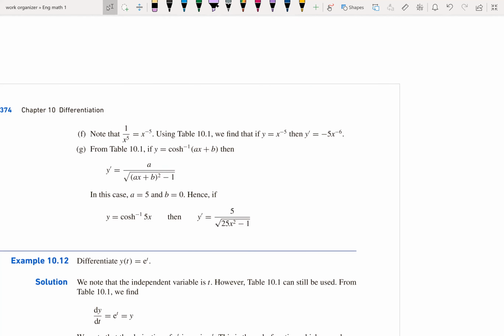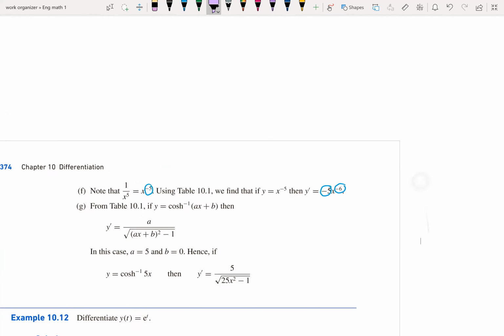The same for this one, negative 5, you just bring 1, and then negative 5 minus 1, so it becomes negative 6. And for this one also, we have to pay attention at A and B. If cos, it will become S and B.